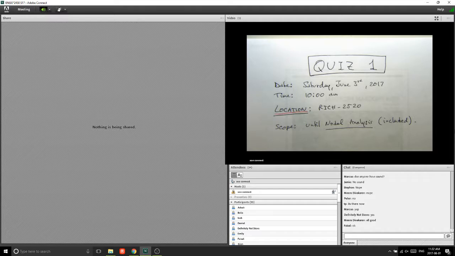So this is an announcement concerning the quiz. I already posted this info on CourseLink, especially regarding the location. So it's this Saturday at 10 a.m. The scope is until the end of nodal analysis, which is included in the quiz. And the location is in this building, room 2520.